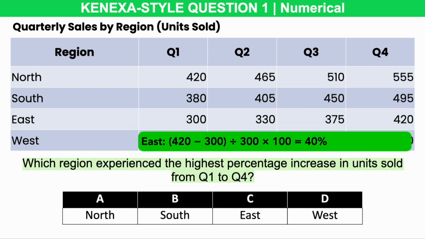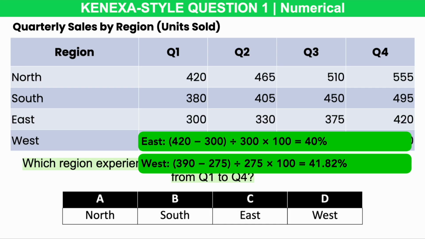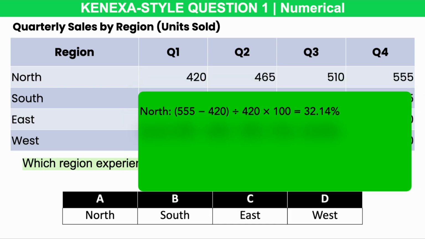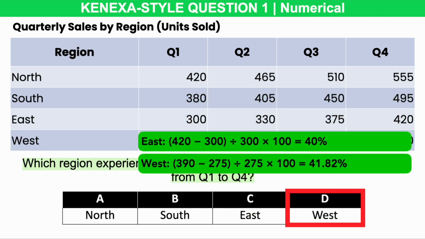If we do the same for East, we get 40%, and for West, we get 41.82%. Therefore, if we look at all of these numbers together, 32.14%, 30.26%, 40% and 41.82%, we can see that West has the highest. So the correct answer was option D. Make sure you don't just look at the numbers. Always calculate the rate of increase. Percentage change is how Kenexa assesses your data interpretation accuracy.